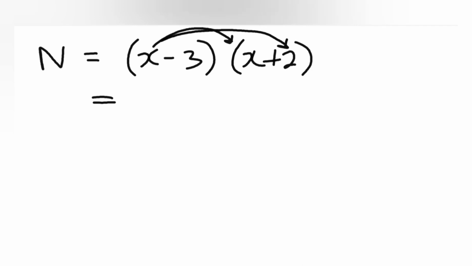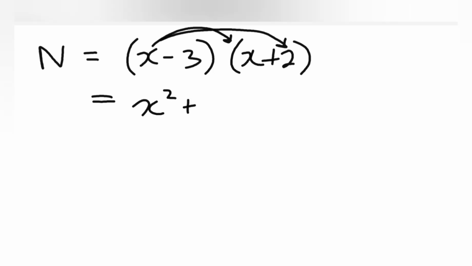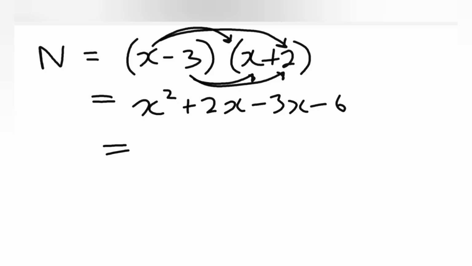So x times x will give us x squared, and x times positive 2 is going to give us positive 2x. Then we're going to use negative 3 to multiply x and negative 3 to multiply positive 2. So negative 3 times x will give us minus 3x, and negative 3 times positive 2 is going to give us a negative 6. So we're going to go on to simplifying.